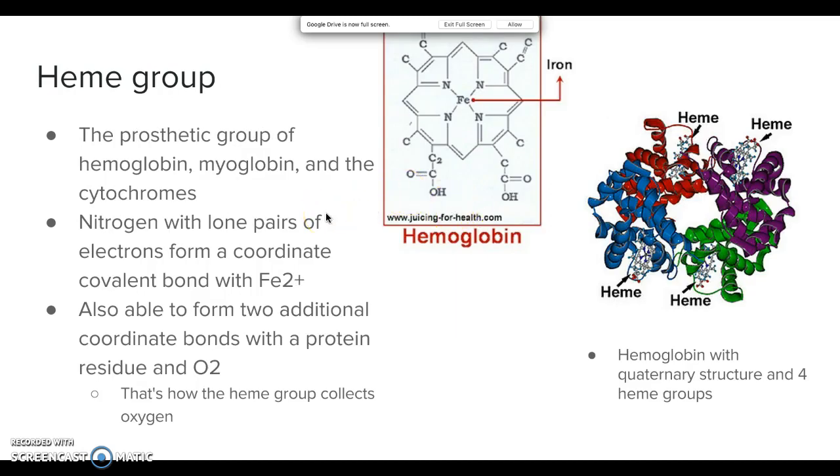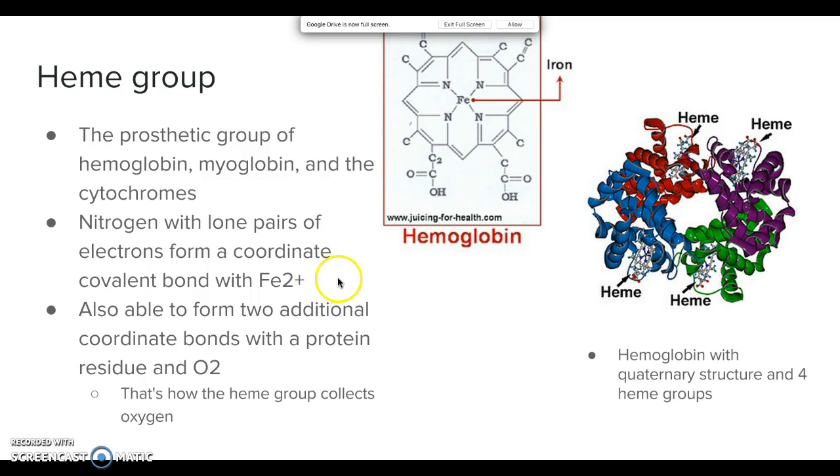Another very important example of porphyrin compounds is hemoglobin, myoglobin, and cytochromes. Hemoglobin and myoglobin are proteins that hold oxygen in your body, and cytochromes transport electrons in important metabolic pathways in your cell. The heme group is a prosthetic group of hemoglobin, myoglobin, and cytochromes, and it is a porphyrin ring with the Fe2+ ion in the middle.